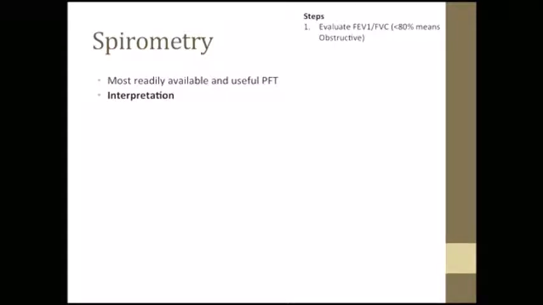So after that, if FEV1 over FVC is obstructive, then you'll look at FEV1 to find out the degree of obstruction. So FEV1 tells you degree of obstruction, whereas FEV1 over FVC just gives you a yes-no answer. Is it obstructive or not obstructive? And so if FEV1 is less than 80, you have mild obstruction, and the lower FEV1 gets, the more severe the obstruction is. If it's not obstructive, if FEV1 over FVC is normal, look at FVC. If FVC is less than 80, it usually indicates a restrictive picture.